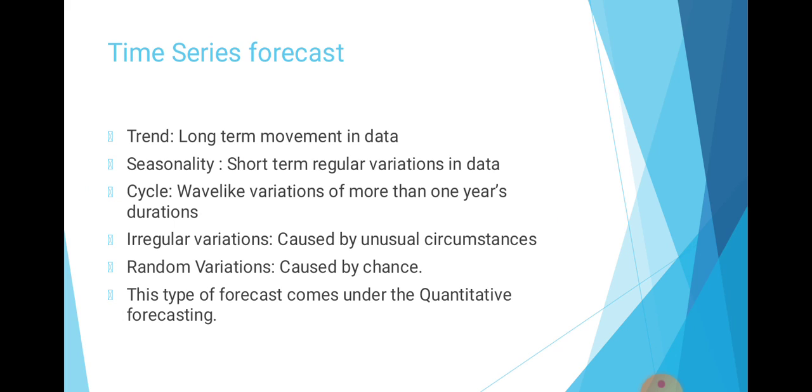Then we saw time series forecasting, in which we went through trends, seasonality, cycle, irregular variation, and random variation. Those are the various actual conditions that come up while we are selecting a time series forecast for any type of planning, and this time series forecast comes under quantitative forecasting. These are the graphical representations of these actual variations.